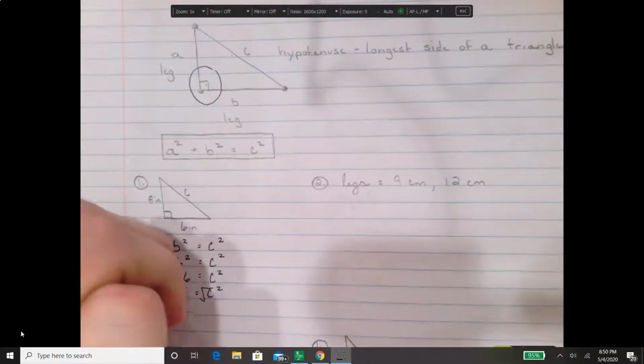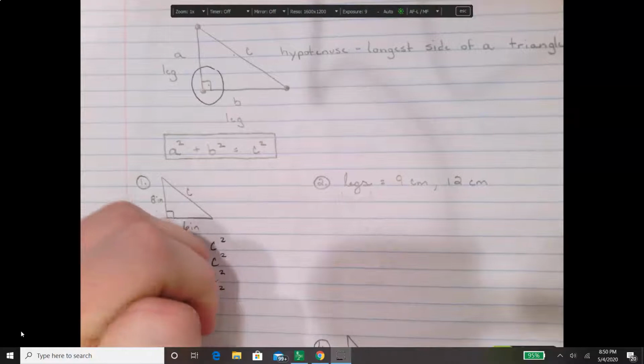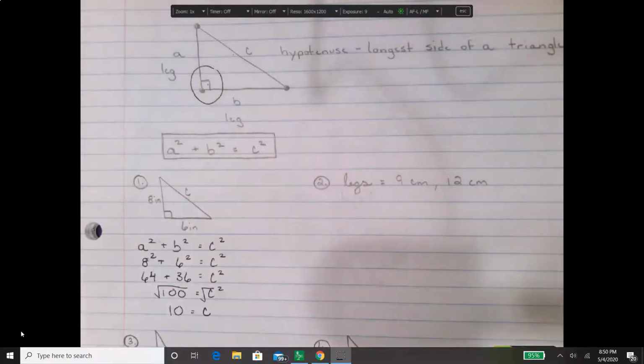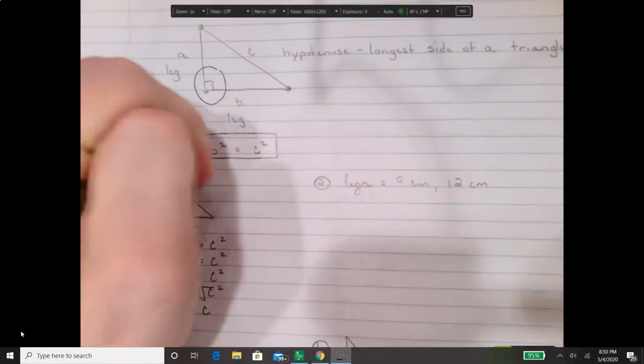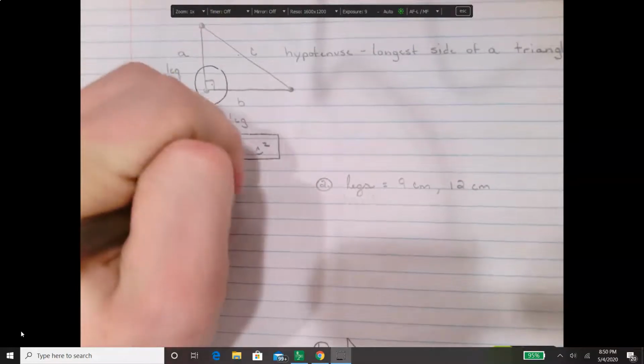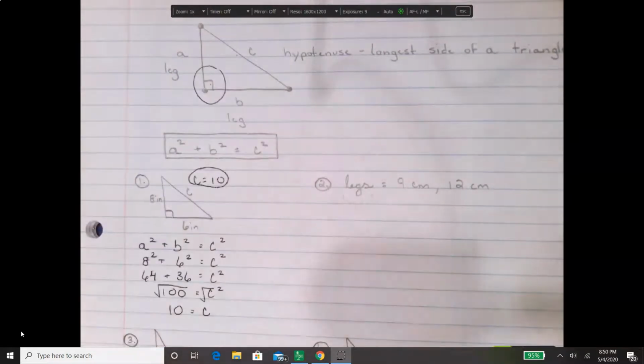So the square root of 100 is equal to 10. So 10 is equal to C. So C is equal to 10. That's my final answer. And that's really, guys, all this lesson is about. It's using that formula, a squared plus b squared equals c squared.